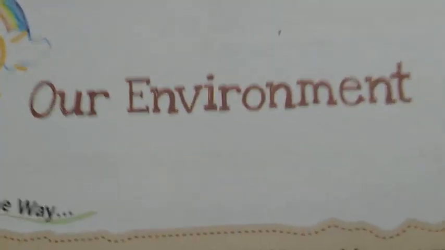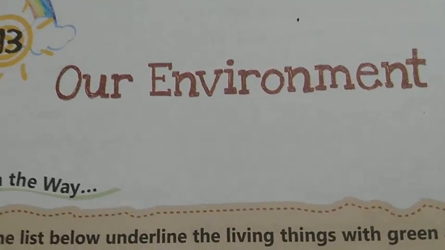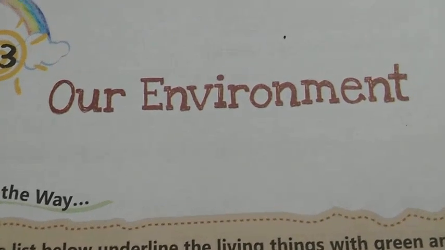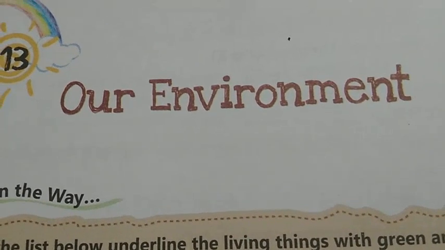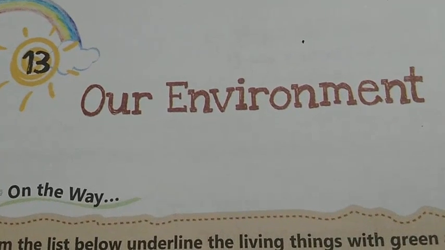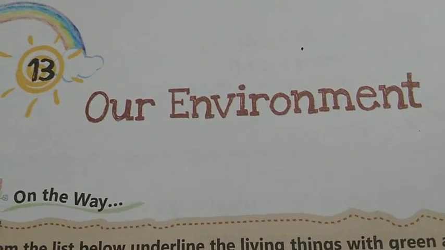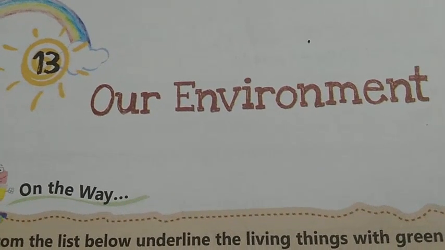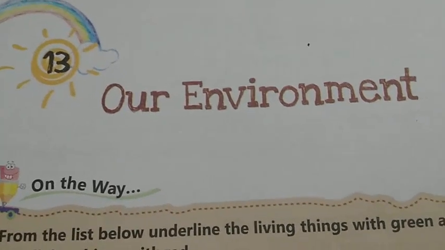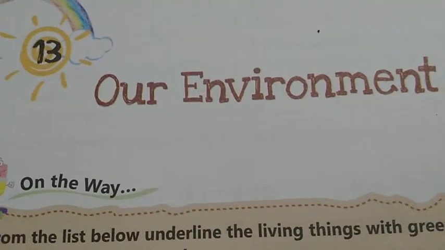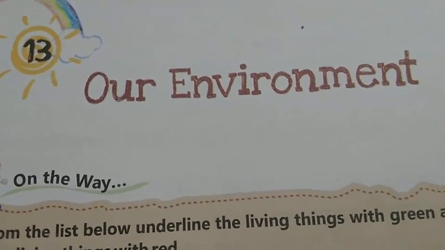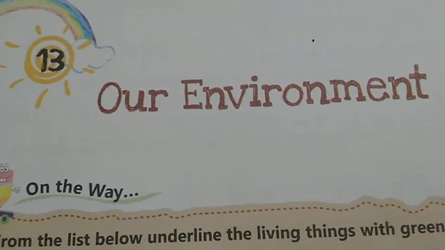As I told you before, everything that surrounds us is our environment. And our environment has two components. These are abiotic components and biotic components. Abiotic components consist of non-living things such as land, water, sunlight, and air. And biotic components consist of all living things like plants, animals, and human beings.